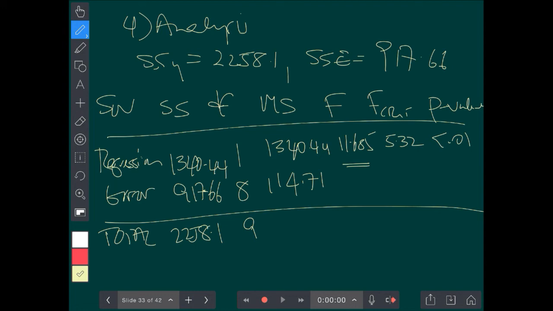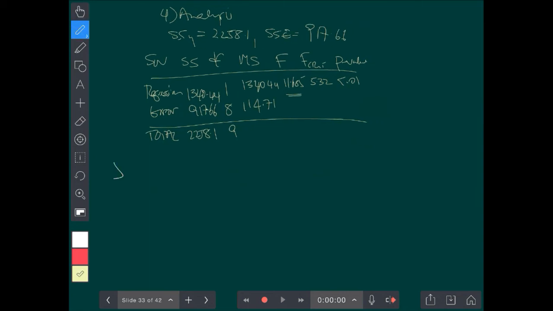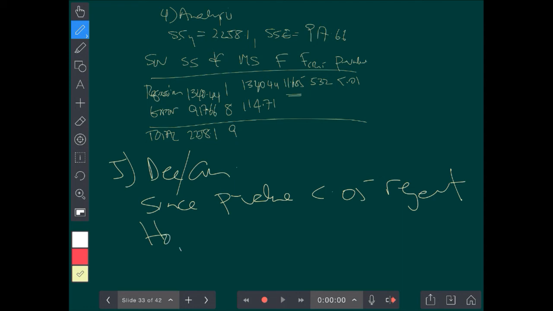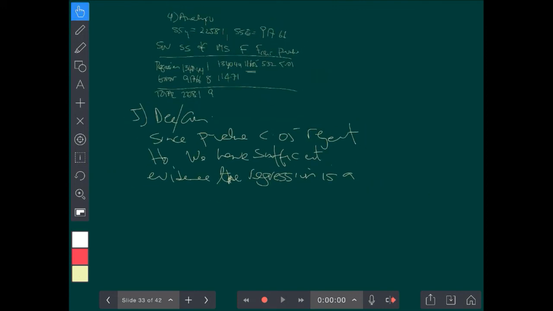So now that we have the F table, step 5 is all we need. Step 5, decision, conclusion. Since the p-value is less than 0.05, reject the null hypothesis. What do we conclude? We have sufficient evidence that the regression is a good fit. There is sufficient evidence that the regression is a good fit.